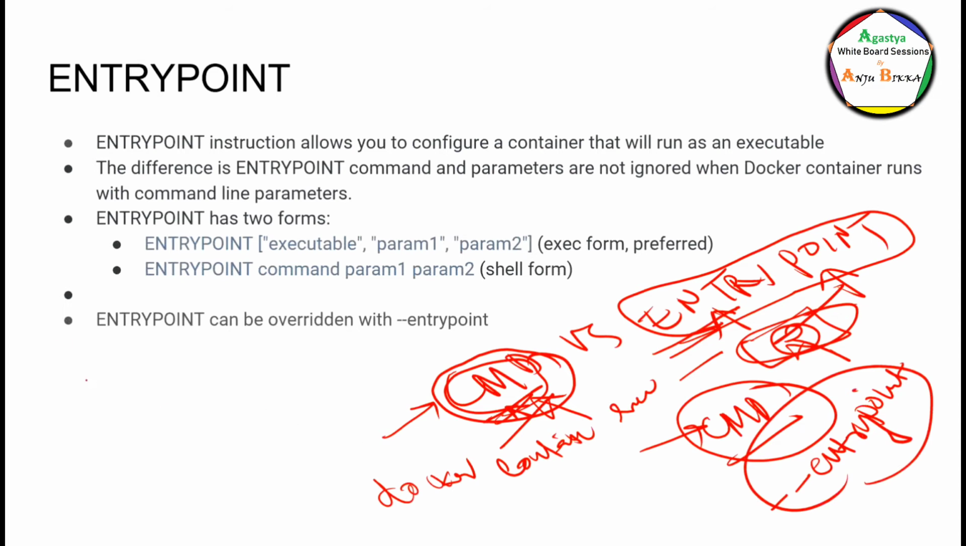And the entry point also has two forms. One is the exec form and the other one is the shell form. Exec form is preferred: ENTRYPOINT ["executable", "parameter1", "parameter2", ..., "parameterN"]. Otherwise, we can use the shell form: ENTRYPOINT command parameter1 parameter2. Let's elaborate more on the usage of CMD and entry point.